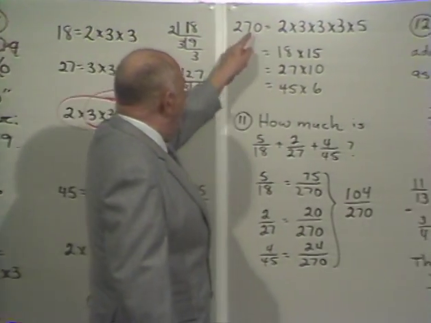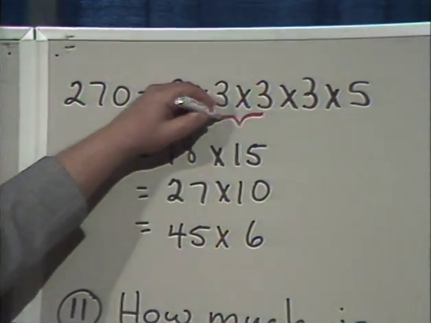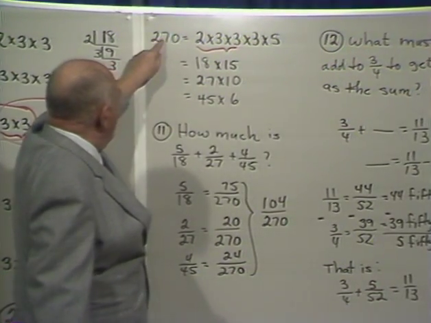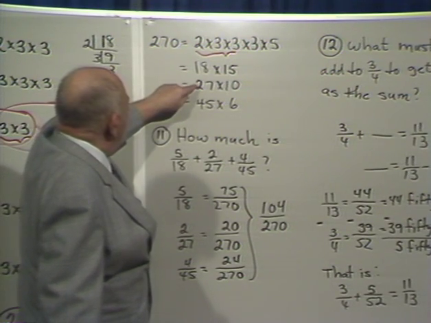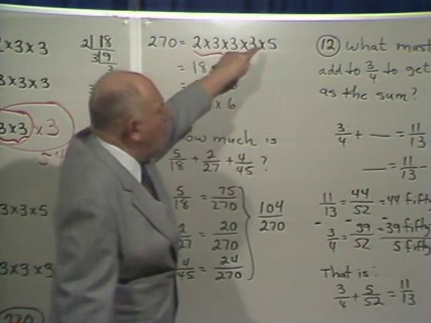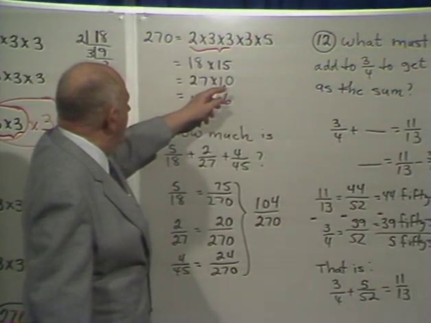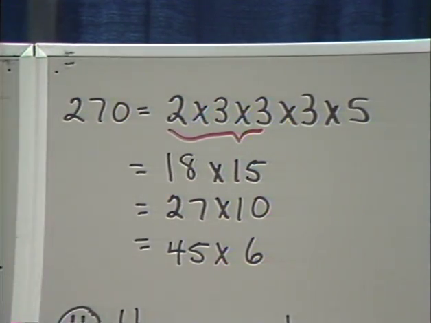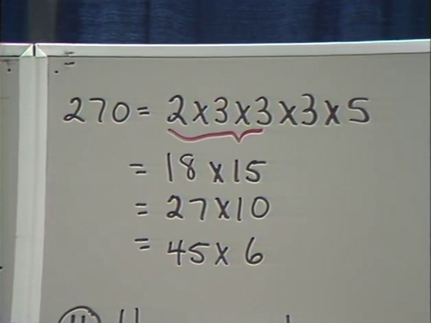In fact, just to see how this thing works, see, 270 can be written this way. See, 18 is this much. What's left when you take the 18 out? 3 times 5 is 15, so 270 is 18 times 15. In a similar way, 270 is also what? Cross out the 27, 3 times 3 times 3. What's left is 2 times 5, which is 10, so 270 is 27 times 10. On the other hand, 45 goes into 270 6 times, because if you cross out the 2 3s and the 5, you're left with 2 times 3, you see, which is 6.